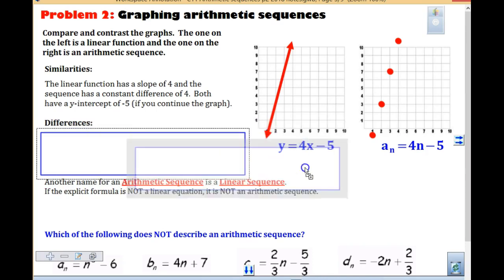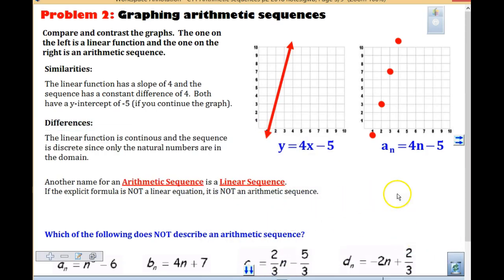If we are looking at their differences, what are the differences between these two? A linear function is continuous, whereas a sequence is going to be discrete. Only the natural numbers are in our domain, whereas when it's a linear function, we have all real numbers.